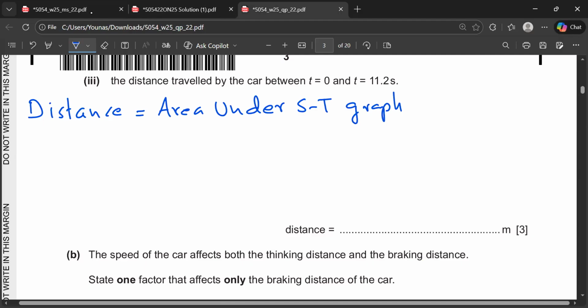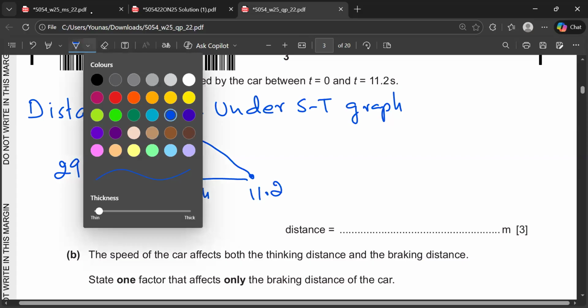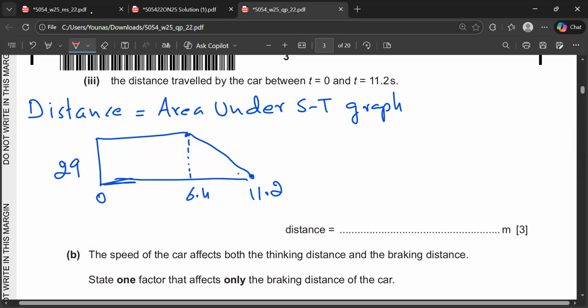Okay, that area will be in the shape of a trapezium. So this side is 29, and here this is 6.4, and this is 11.2. So this side is 6.4 and this side is 11.2. So this will be the height of that trapezium.